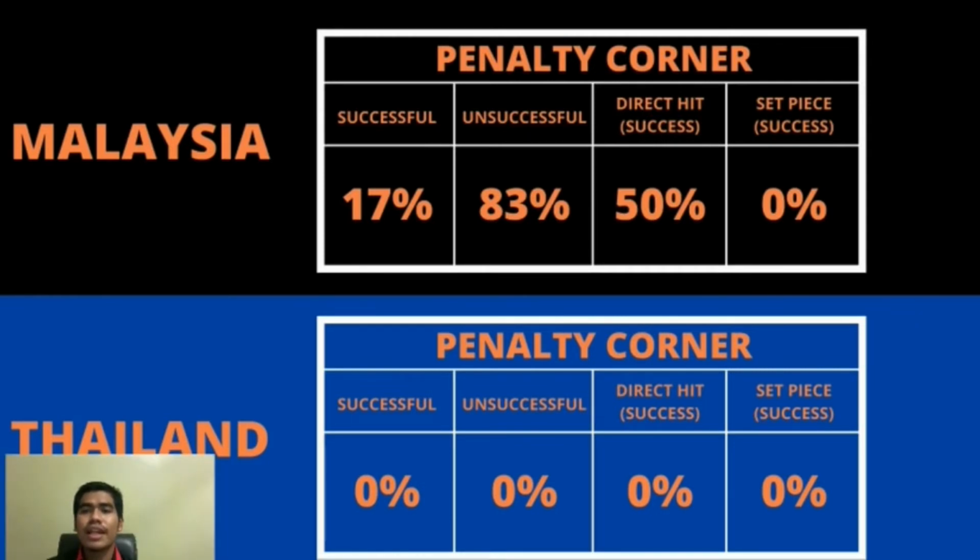For the Thailand team, along the game, they did not receive any penalty corner. Therefore, the conversion rate will be 0% for all the successful, unsuccessful, the direct hit or set piece, since they did not gain any penalty corner.